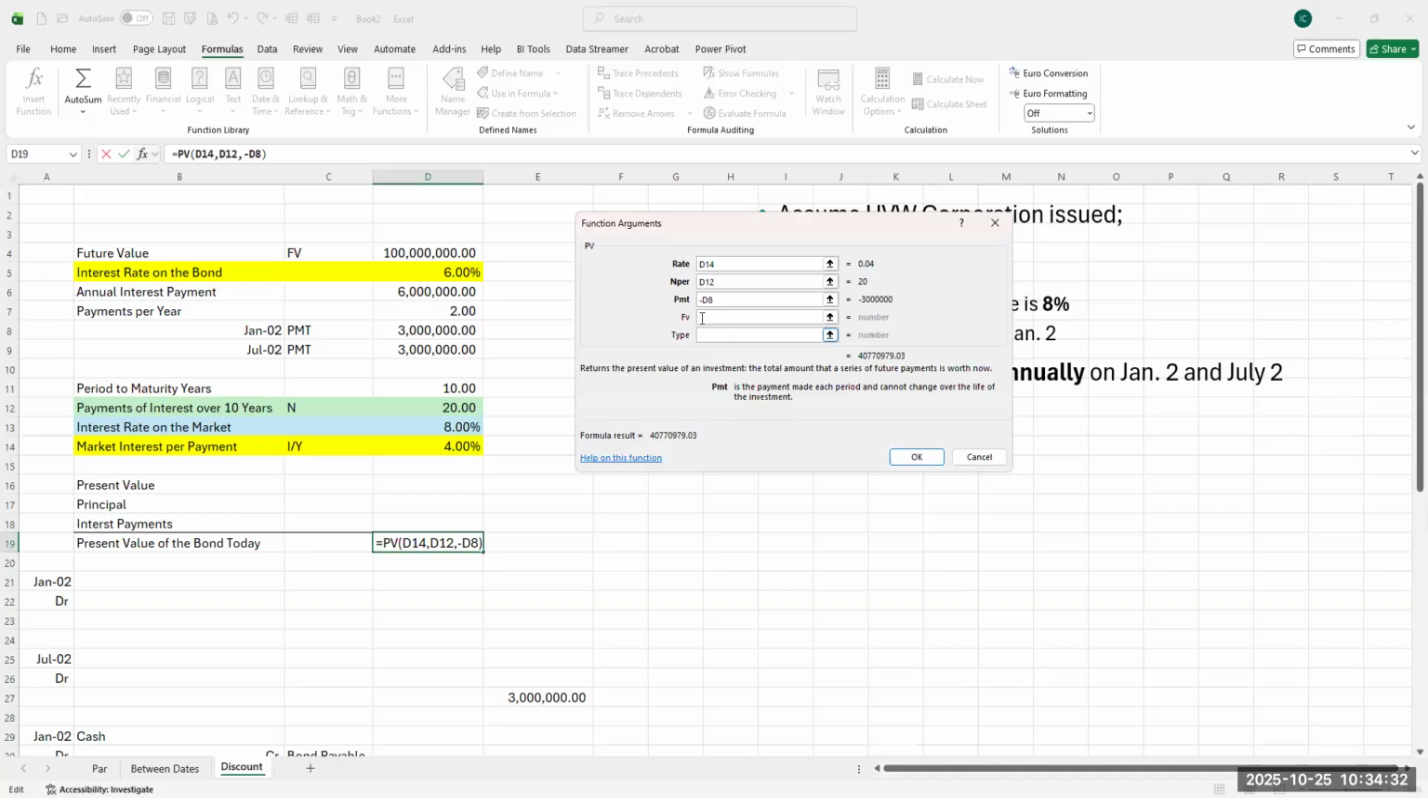Then we're going to the FV, which is the future value, or cash balance you want to obtain, or in this case, how much we have to pay after all the payments are done. We have to pay $100 million. And since this is an outflow for us, we're going to put a minus in front.